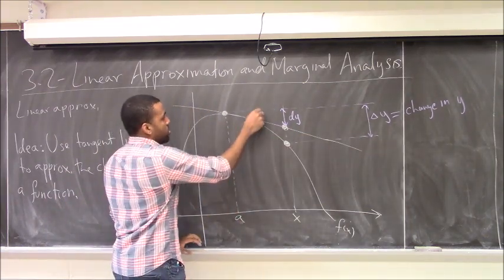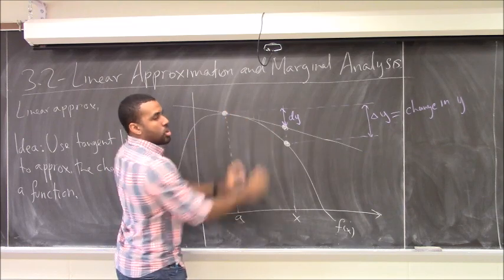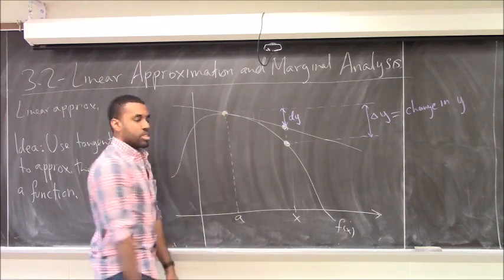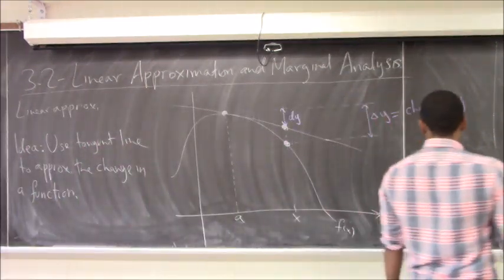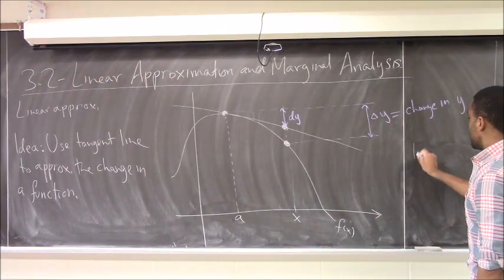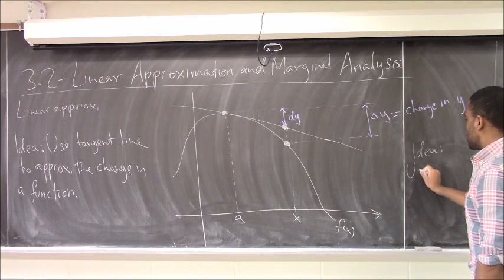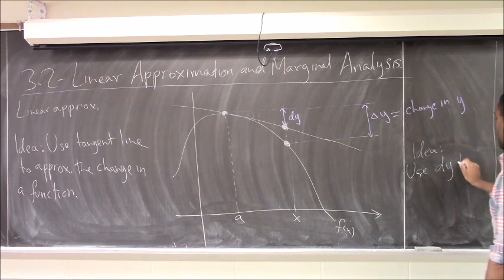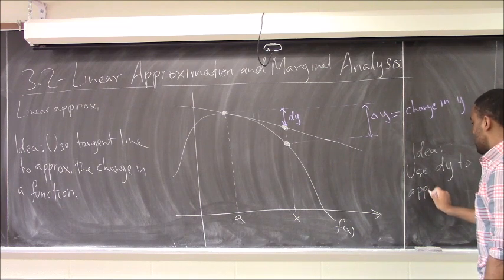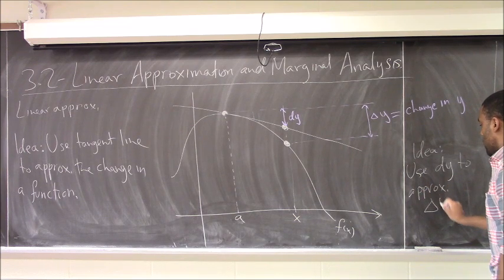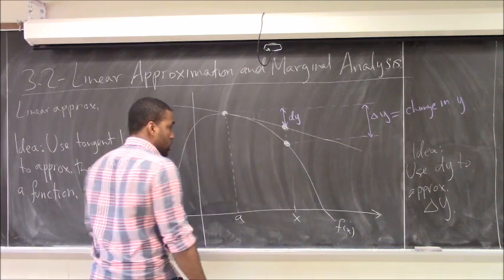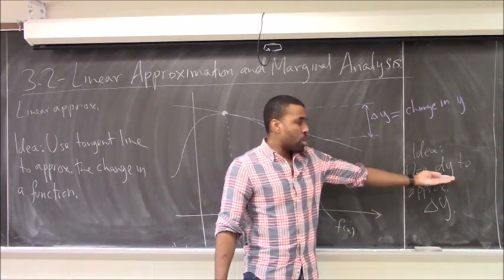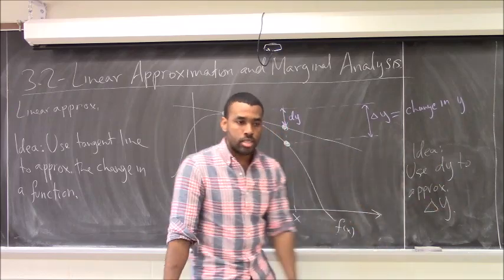If I zoom in, for example, here and here, those two are not that far apart, and the closer I get to this point, the more that becomes true. So the idea is to use our dy to approximate the delta y. There's an actual change that can be measured, and there's an approximation of that change. The actual change deals with the function itself. For the approximation, we're dealing with the derivative or the tangent line.